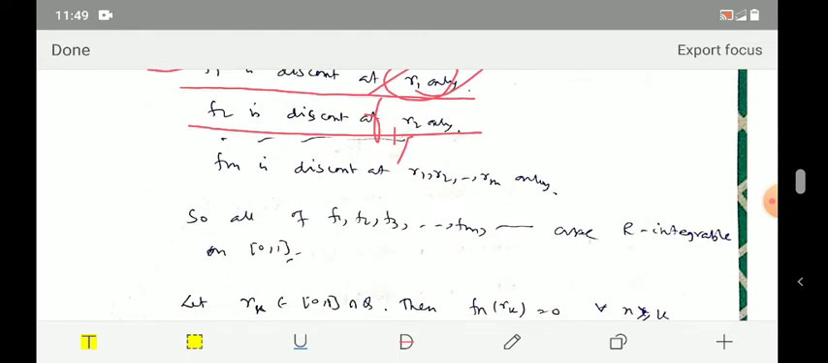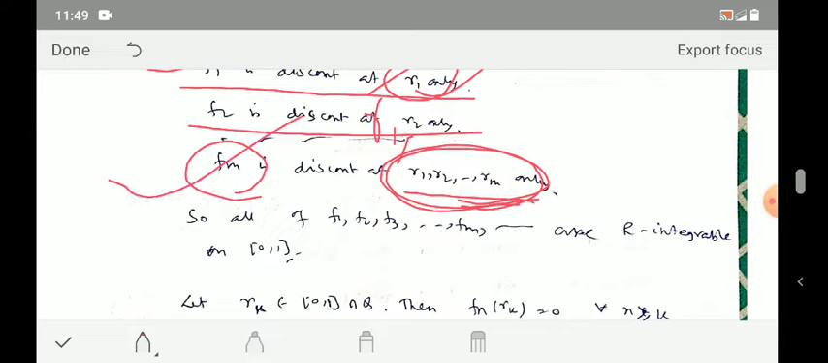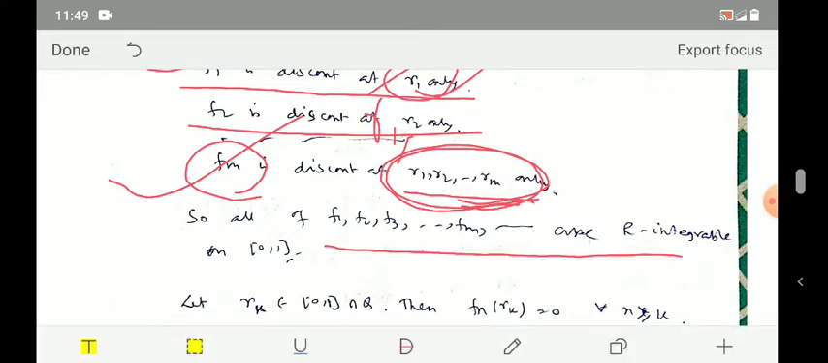Similarly fm is discontinuous at r1, r2, up to rm, that is also a finite number of points, therefore fm is also Riemann integrable. So you can say that f1, f2, f3, ..., fm, ... are all Riemann integrable between 0 and 1. Now we will find the limit of the sequence of functions.